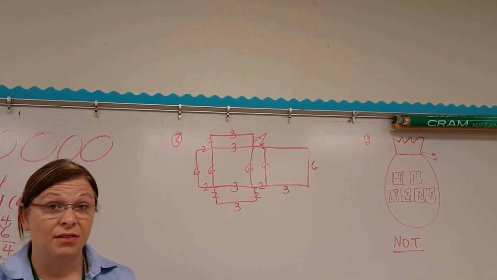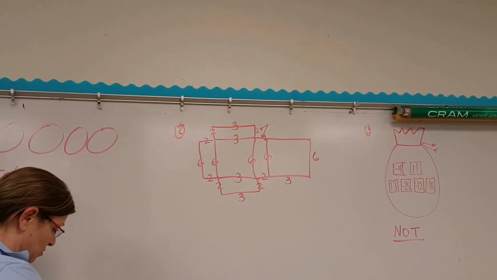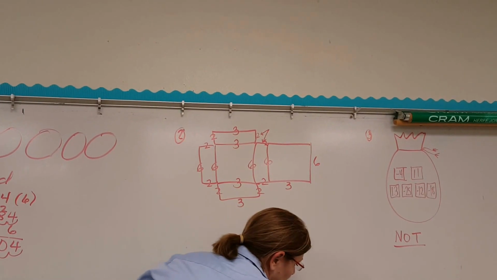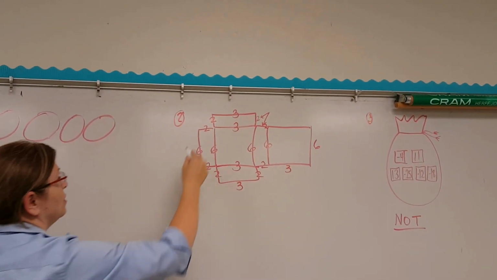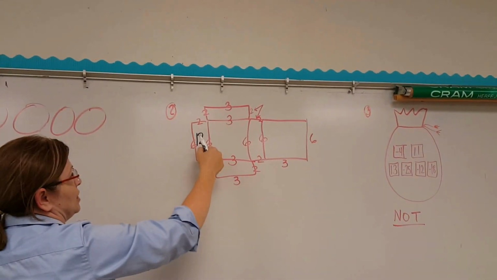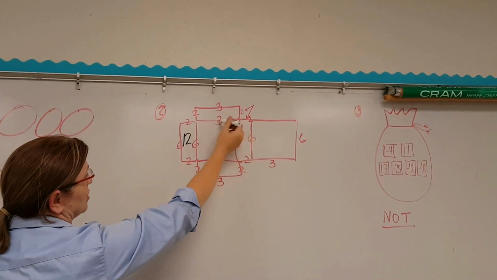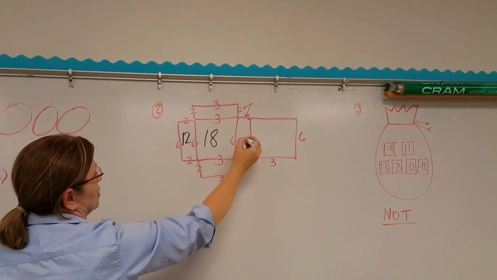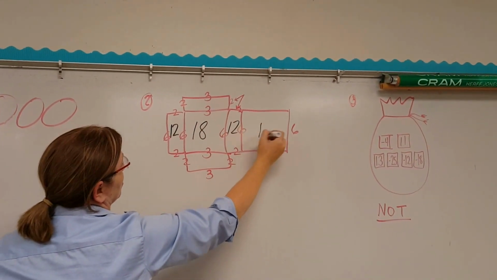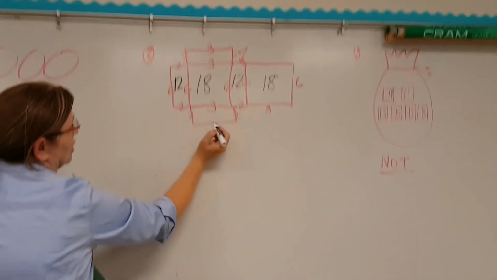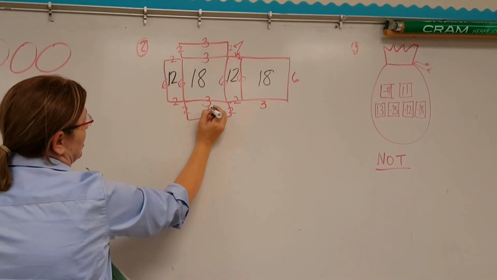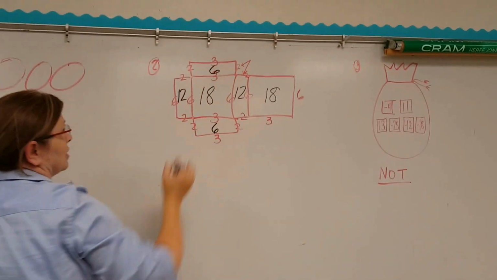So if we figure out the area of each one of those rectangles, we can label this one 12 from 6 times 2. This one, 6 times 3 is 18. That's another 12 and another 18. And then the top and the bottom of it would be 6 and 6.